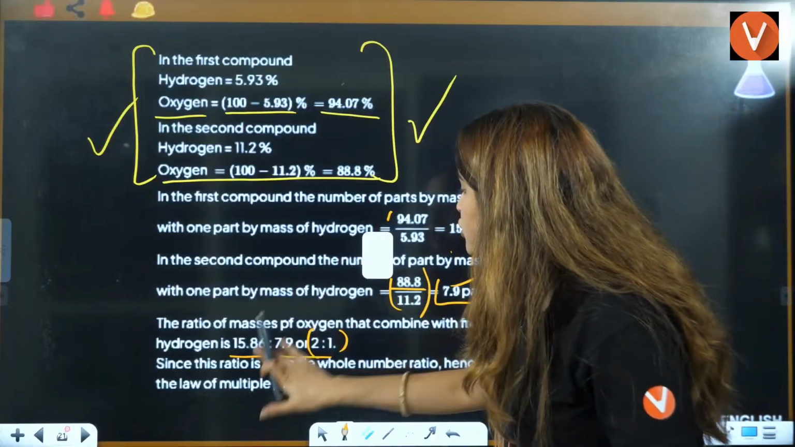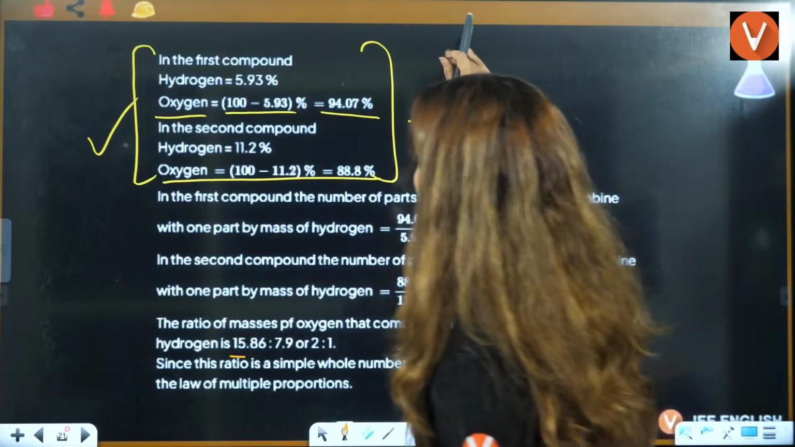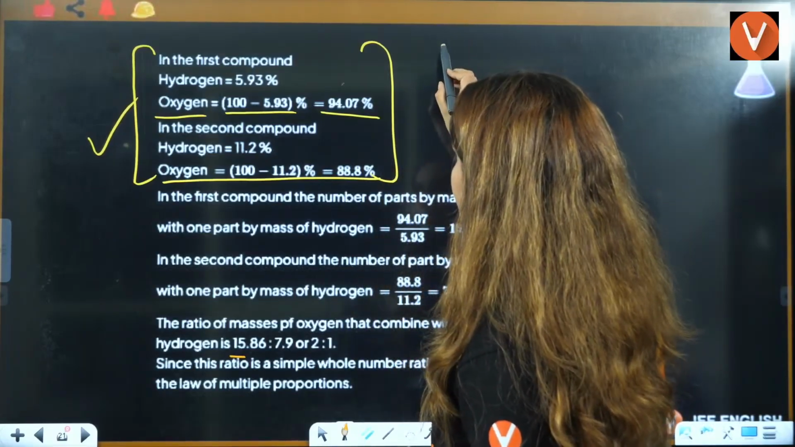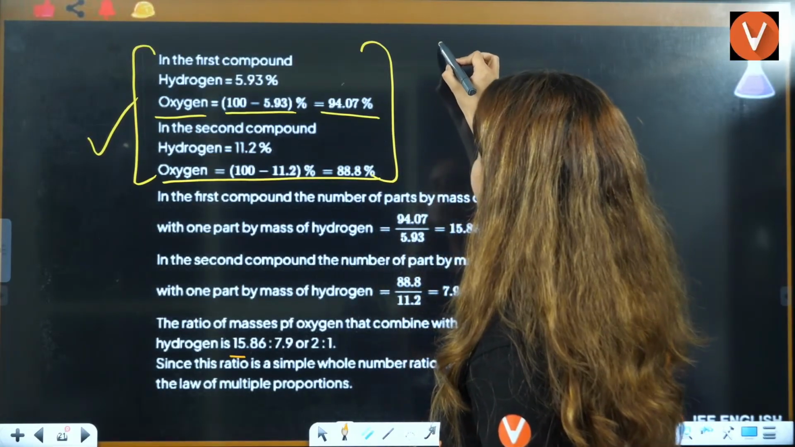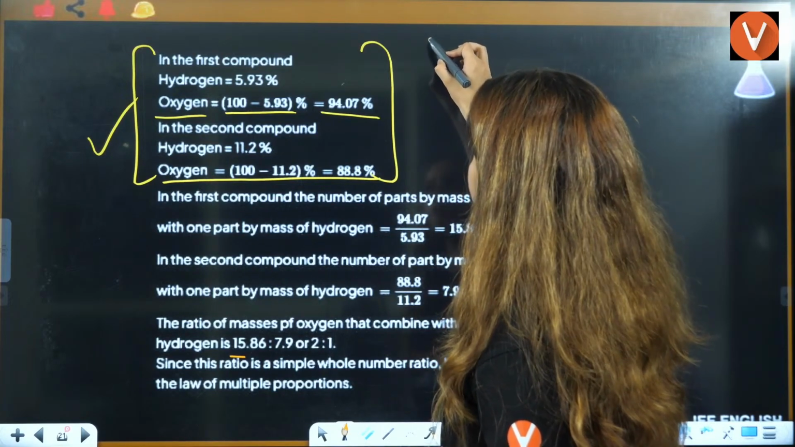Or you can also solve it this way, that you can fix that. I'll just tell you how you can do it. You can say that how much amount of hydrogen, I'm fixing the amount of hydrogen, right?